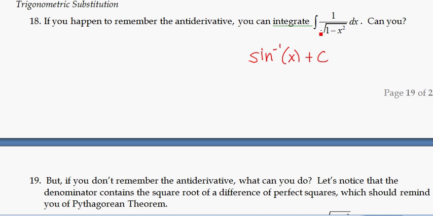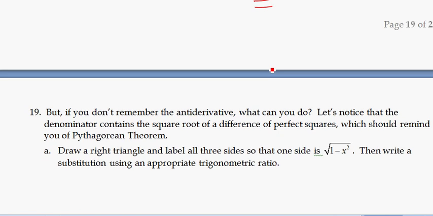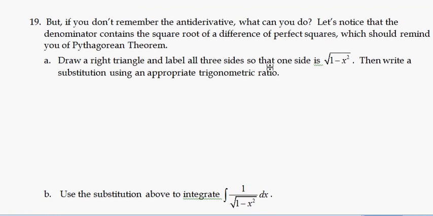And notice that we do have a difference of perfect squares showing up here, and that's why this is under the heading of trig substitution. And notice, of course, the result does have a trig expression in it. So this relationship between square roots of sums or differences of perfect squares and trigonometry is there. But say you forget how to do that. How could you handle this problem?